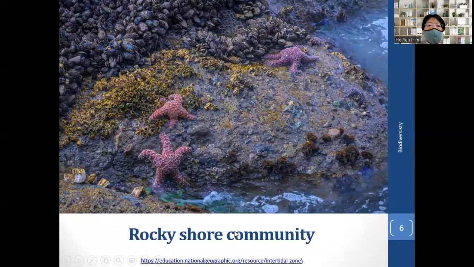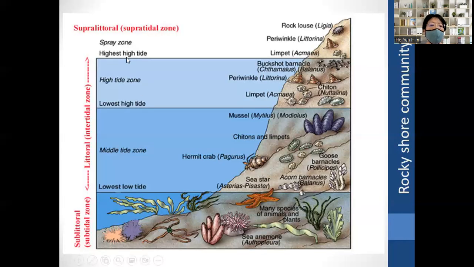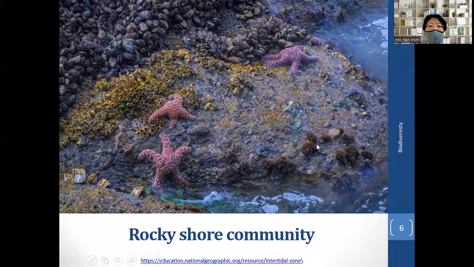So for example, you can see that here is the high tide zone. This is the lowest high tide, middle tide, lowest tide. So you can see that this area is where sometimes there is water, sometimes there isn't, but they can still survive. Okay, and they can be exposed to sunlight. So this is an example of a rocky shore community. When it's low tide, you can actually see the starfish. You can see the barnacle, this one with the hole in the center. You can see the mussel, right? And some seaweed.